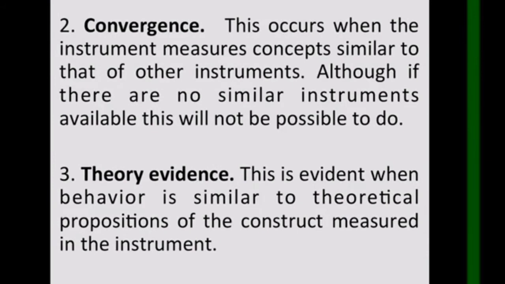Convergence. This occurs when the instrument measure concepts similar to the other instrument. And although, if there are no similar instruments available, this will not be possible. Theory evidence. This is evident when the behavior is similar to the theoretical proposition of the construct measured in the instrument. So, yung convergence, this occurs when the instrument measure concepts similar to the other instrument.